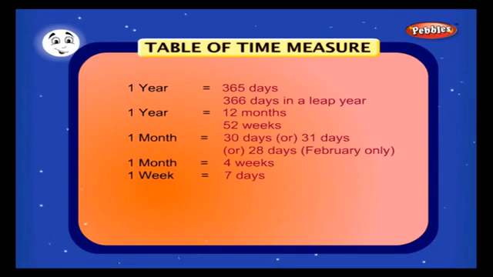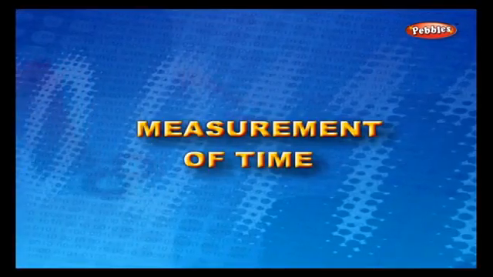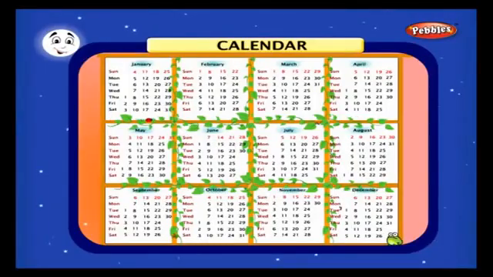In 1 week we have 7 days. In 1 day we have 24 hours. In 1 hour we have 60 minutes. In 1 minute we have 60 seconds. Measurement of time. Calendar. The calendar shows us the days, weeks and month of a year.